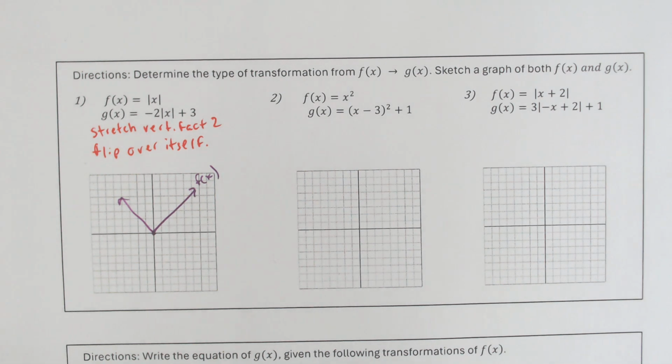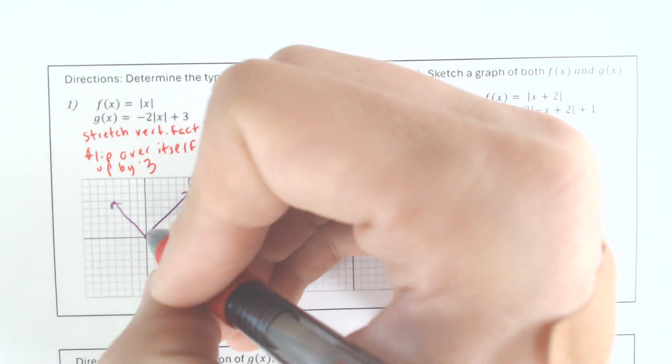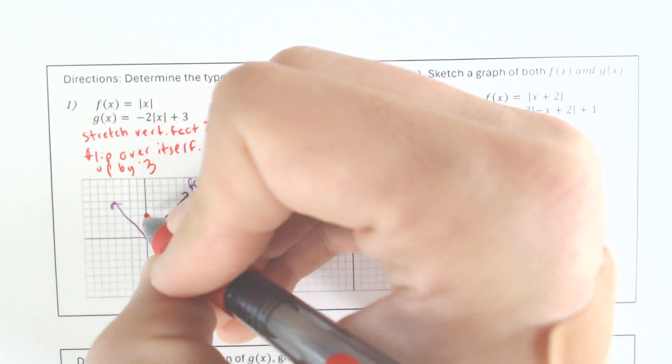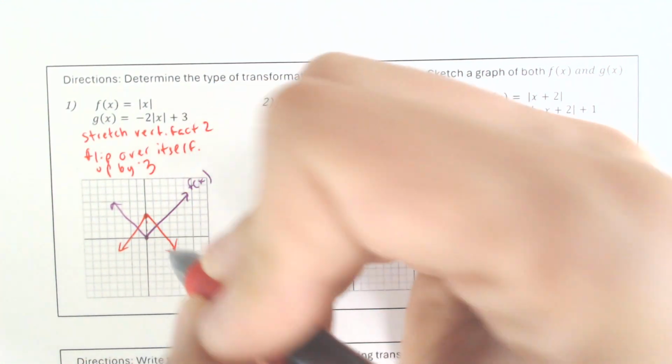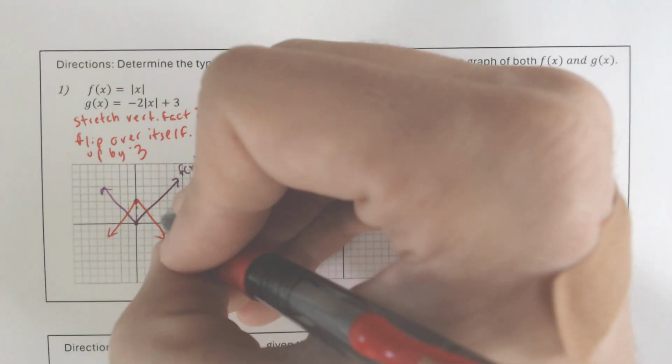You could also interpret this as flipped over the x-axis, but then you would have to shift it down by 3 before you flip it over the x-axis. So I like thinking of it as up by 3 and flipped over itself. Okay, so let's move it up by 3, 1, 2, 3. And flip it over itself means that the graph itself would just flip upside down from that moment. All right, that's all she wrote. Let's label it as g of x.